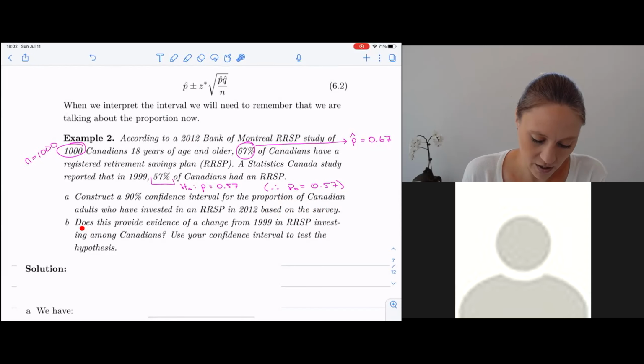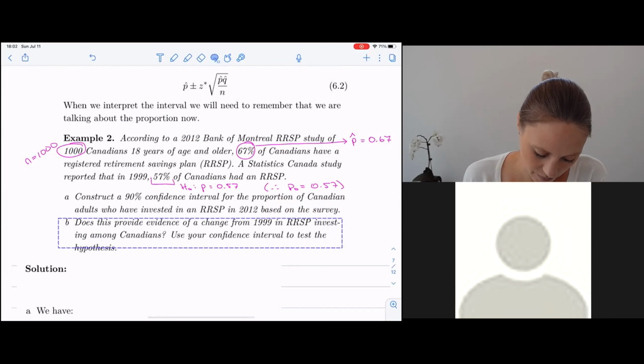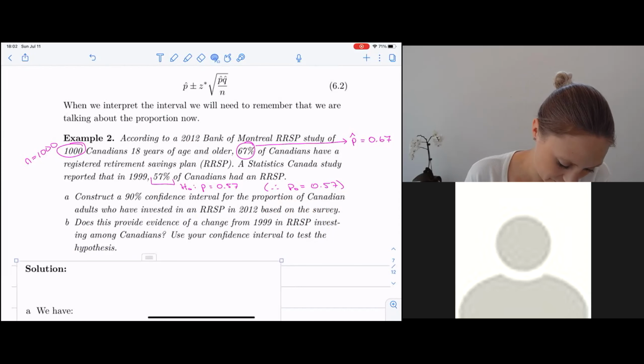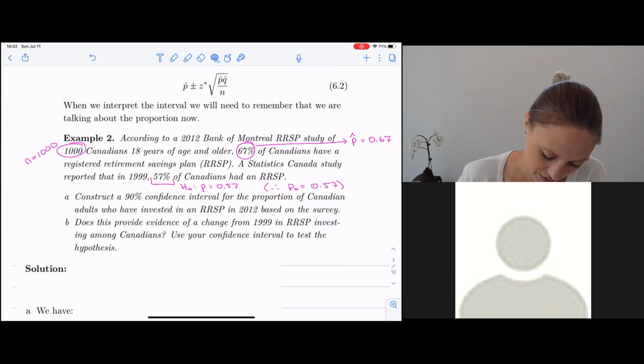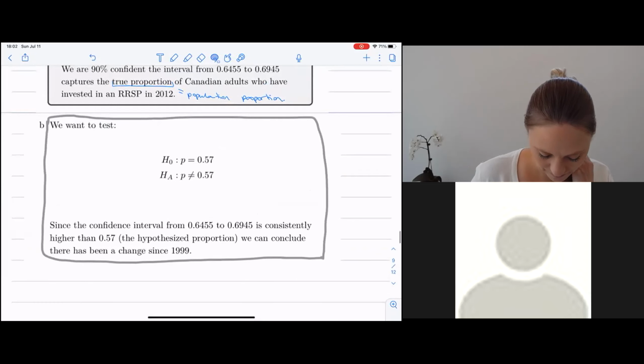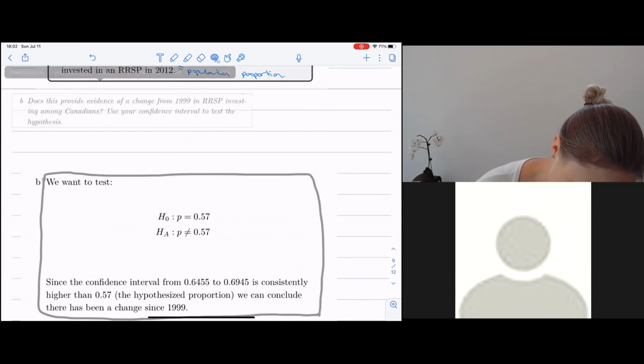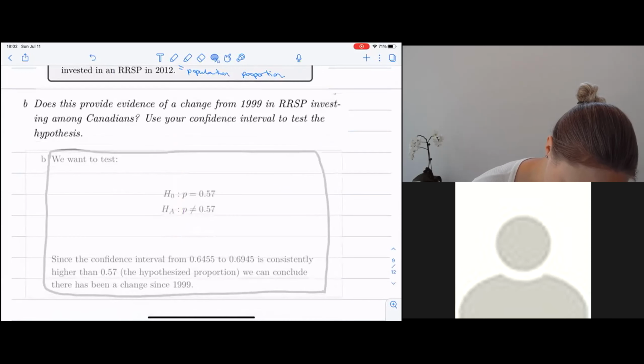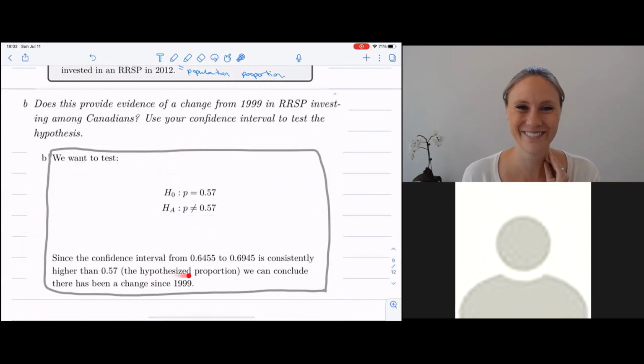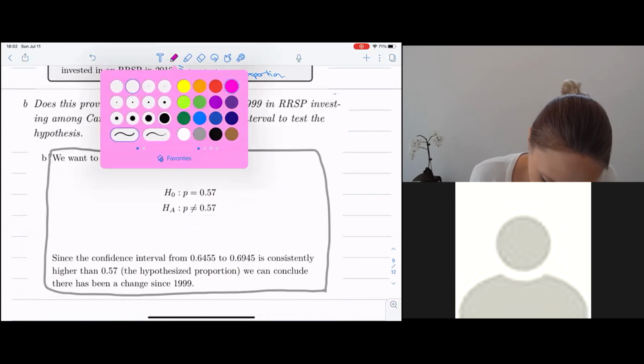But now I want to know, and maybe I'll copy, oops, helps if I copy the right thing. I had to put my own gray box around it because I forgot to put it in when I typeset it, but that's okay. Isn't it beautiful? Does this provide evidence of a change from 1999 in RSP investing among Canadians? Use the confidence interval to test the hypothesis. And so we want to test if P equals 0.57 or if there has been a change.